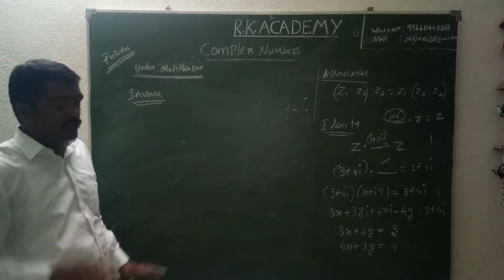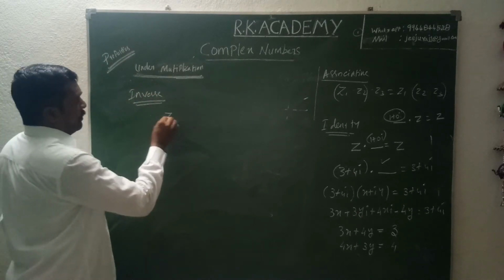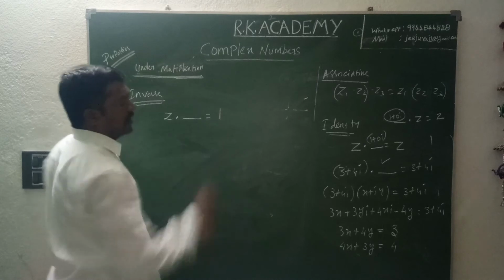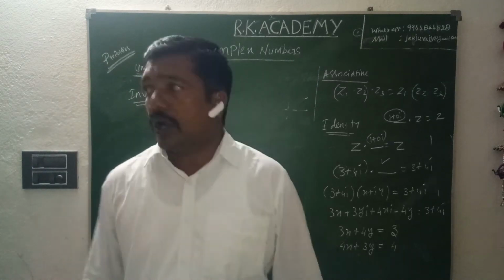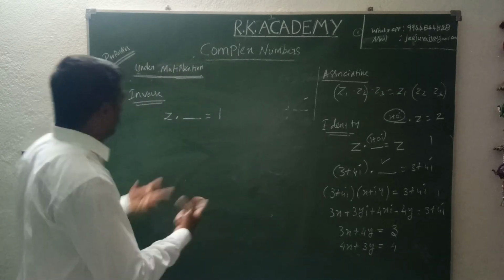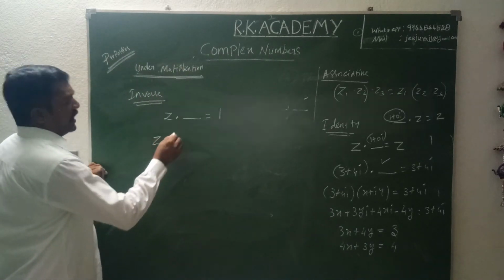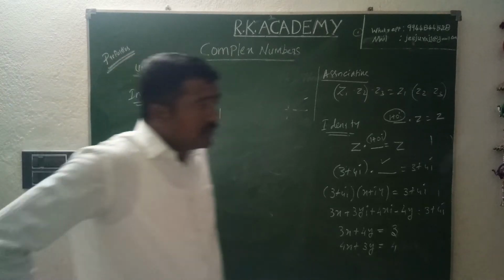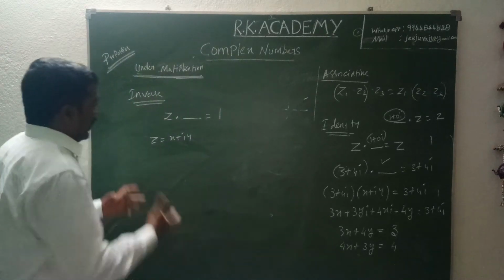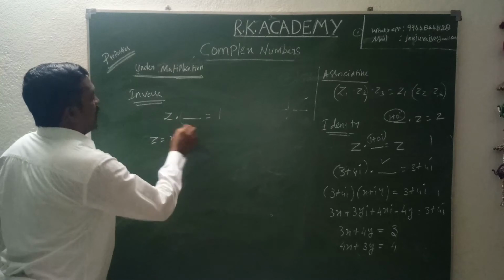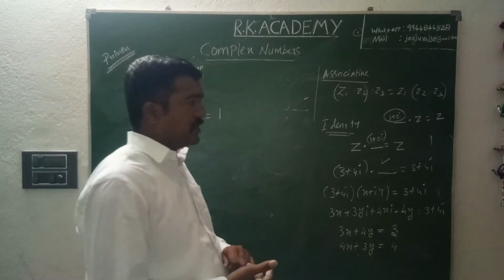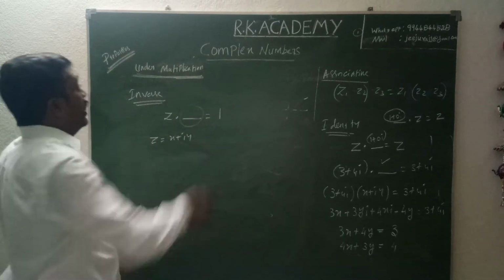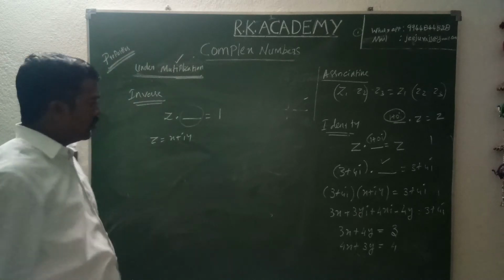Inverse. What is inverse? Now we take some complex number z, and z times z inverse is equal to the identity. What is the identity? 1. Now we are going to take some examples. Let z be x plus iy. Then how do we find the inverse? If we multiply by some complex number, it will give 1. It's the inverse of this one under multiplication. So how do we find that?